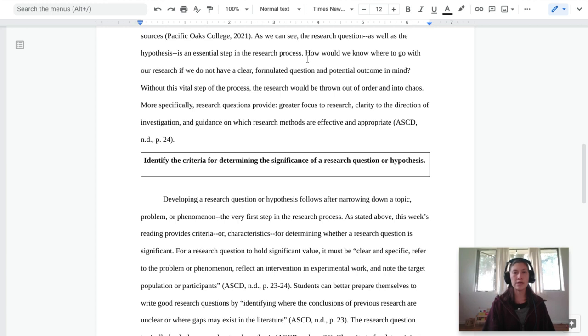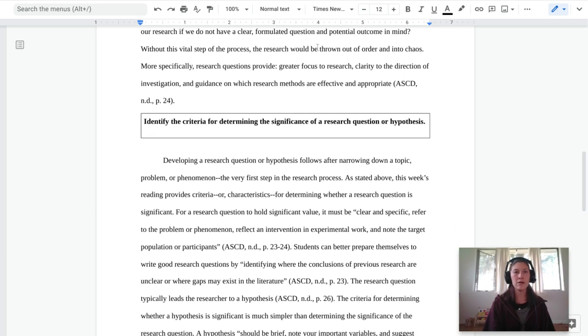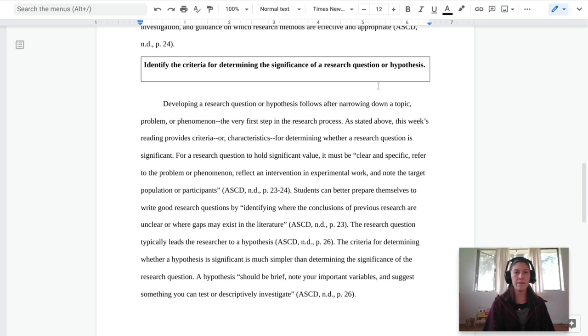in the research process. How would we know where to go with our research if we do not have a clear formulated question and potential outcome in mind? Without this vital step of the process, the research would be thrown out of order and into chaos. More specifically, research questions provide greater focus to research, clarity to the direction of investigation, and guidance on which research models are effective and appropriate.